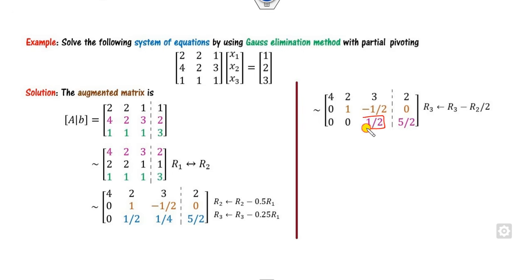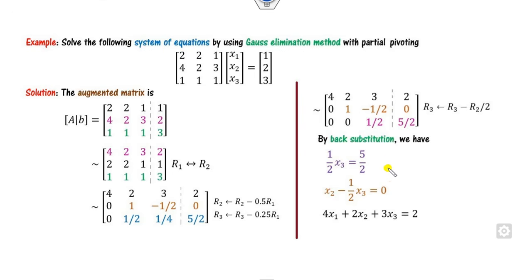Now since there are no more elements, you can use back substitution. Clearly x3 will be 5. You can substitute here. x2 will be 5 by 2. Substitute this value here. You will get the required answer as here.